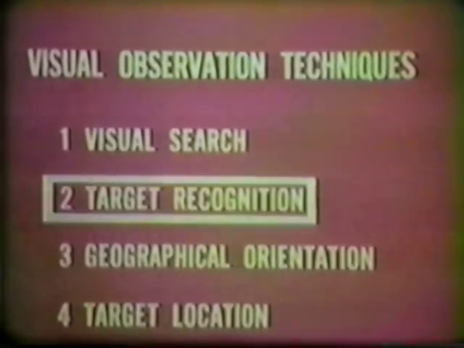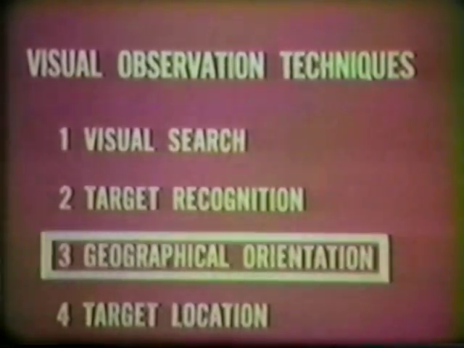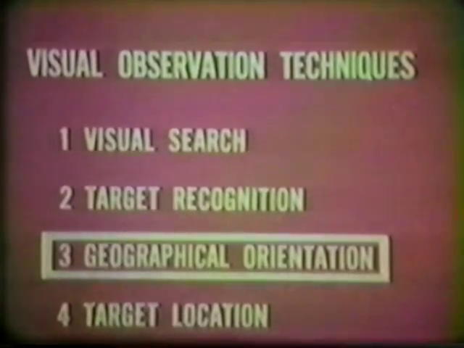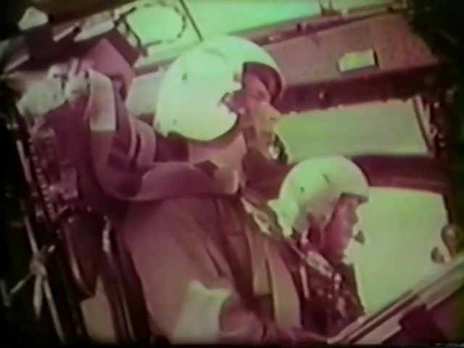Detecting a target and identifying it will not be of much help if you don't know where it is. Geographical orientation is knowing where you are when you sight the target, or orienting yourself relative to some terrain feature using a map, chart, or aerial photo. Let's examine some of the factors involved in geographical orientation. Remember, you use the forward or orientation sector of vision during this phase.